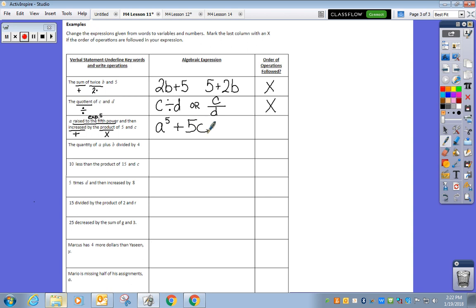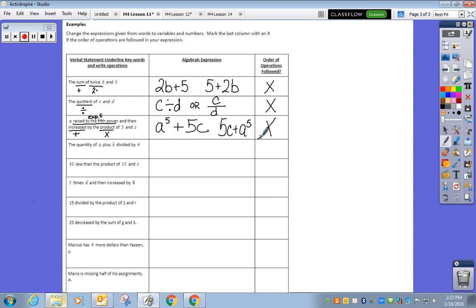With this one, to see if we're following the order of operations, we would want to see if we're following what it says. So it says to do A raised to the 5th power and then increase it by the product of 5 and C. Within this problem, because of the order of operations, we would be doing the exponent first. Exponents come before addition or multiplication. So it would be fine the way we have it. We can also flip it and do 5C plus A to the 5th power. Because of that order of operations, we would still be doing A to the 5th power first, no matter if it was written this way or that way.